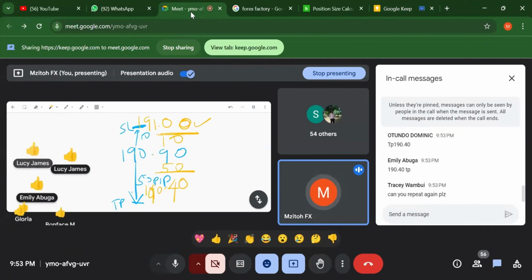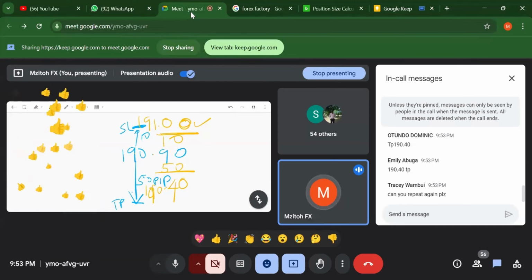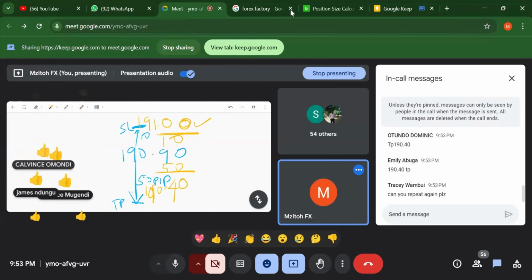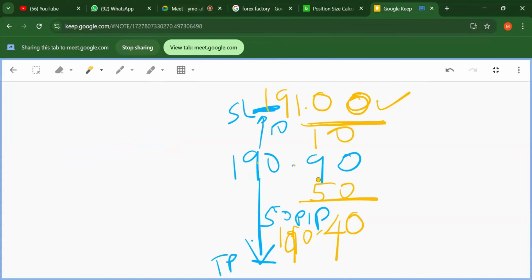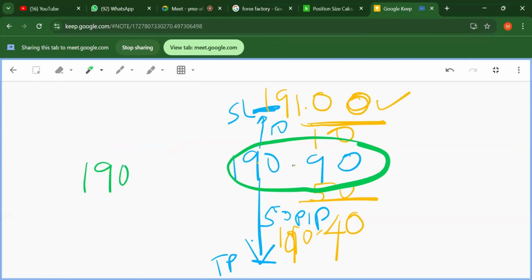Remember, we took our trade without stop loss and without take profit. There's somebody asking me to repeat again. So this is what we have done. Trace here. This is our entry. We have entered the market here at 190.90. We are expecting this market to go down.